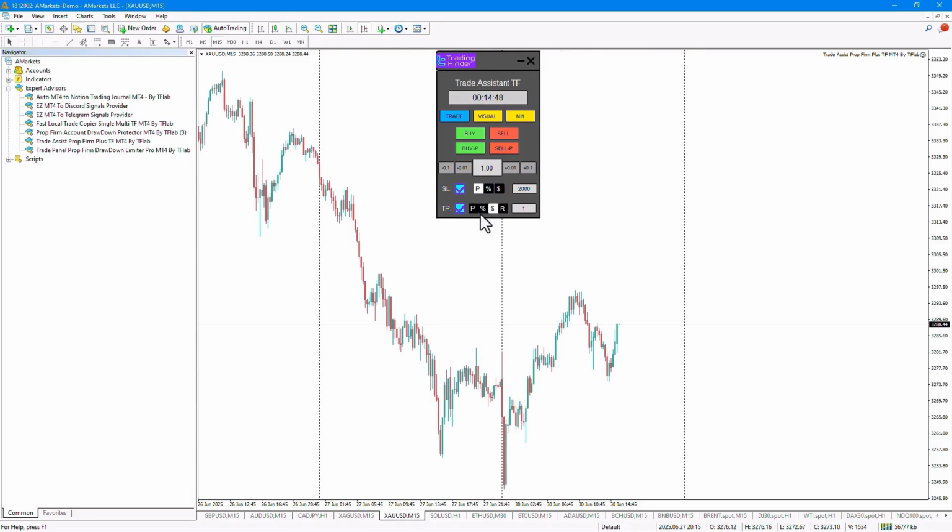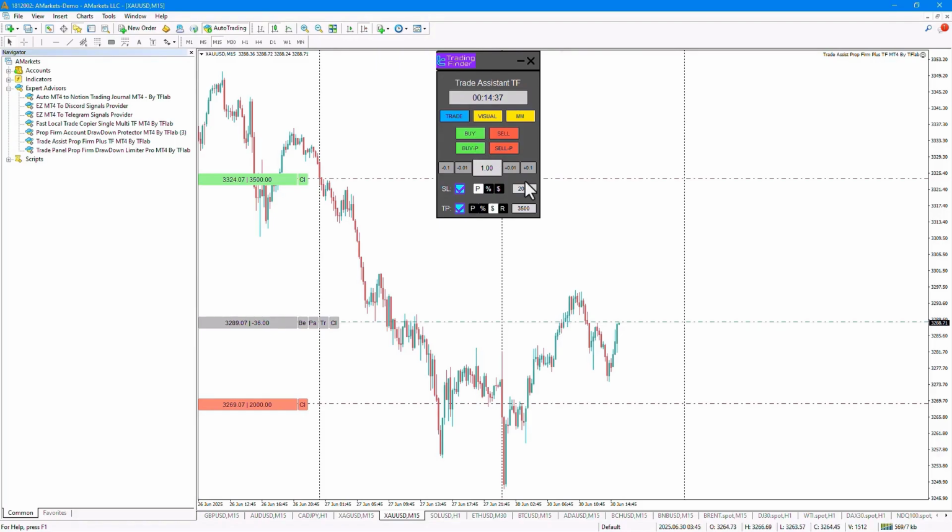In the third mode for take profit, I can set a dollar amount. For example, here I select $3,500. And then I enter a buy trade where the stop loss level is set at 2,000 points and the take profit level is set at $3,500.